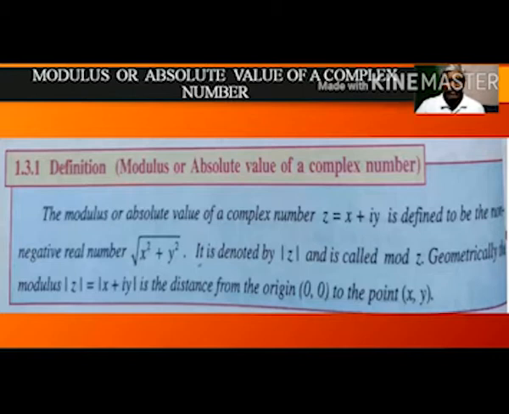It is denoted by mod z and is called mod z. Geometrically, the modulus of z is equal to mod x plus iy is the distance from the origin 0, 0 to the point x, y.